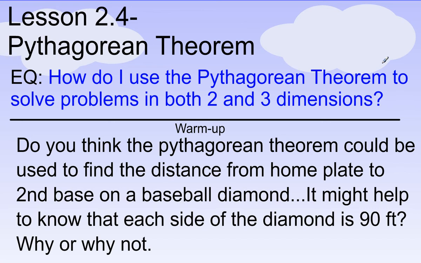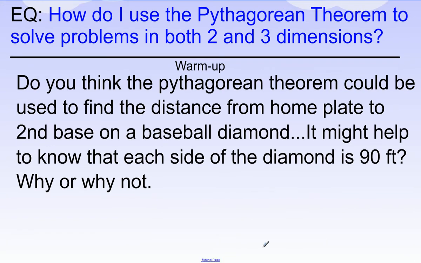The warm-up says, do you think Pythagorean theorem could be used to find the distance from home plate to second base on a baseball diamond? It might help to know that each side of the diamond is 90 feet. Why or why not? So hopefully you might have had a chance to think about that and try it yourself. If you didn't, maybe pause it and make a little doodle on your paper.